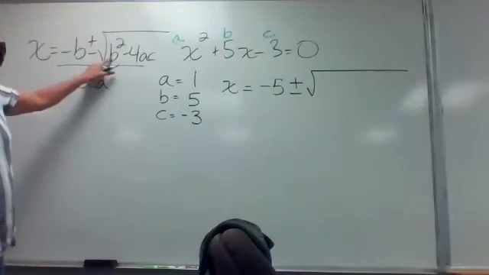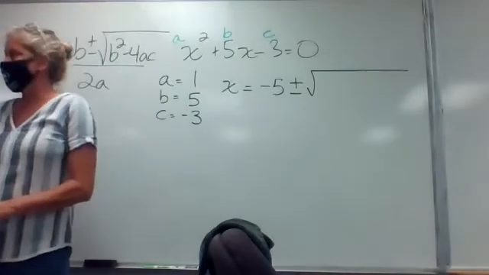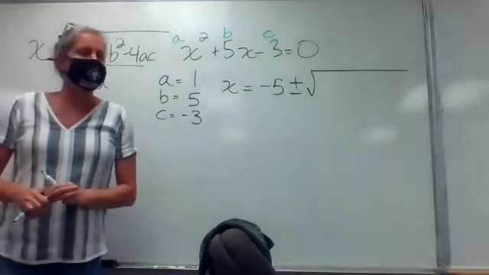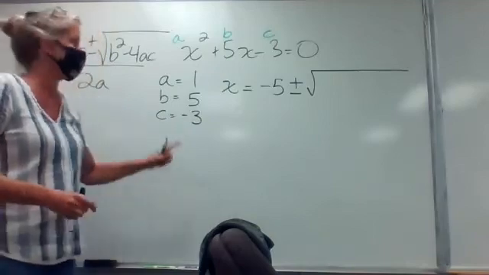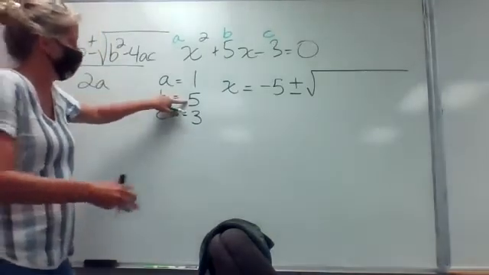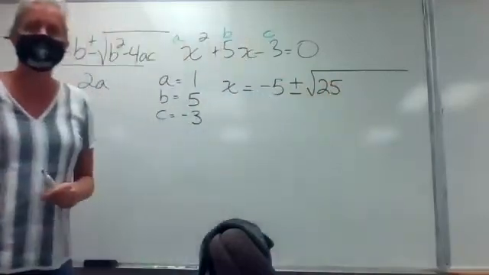Underneath the square root, the first thing is you're going to have your B number, but you're going to square it. And squaring it doesn't mean to multiply it times 2, right? It means to multiply it times itself. So my B is 5. If I square it, I get 25.